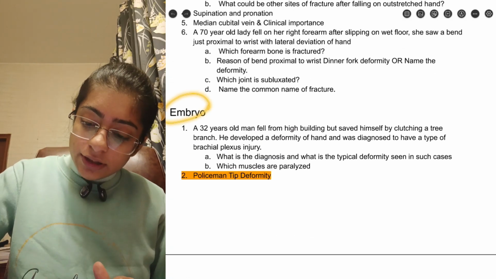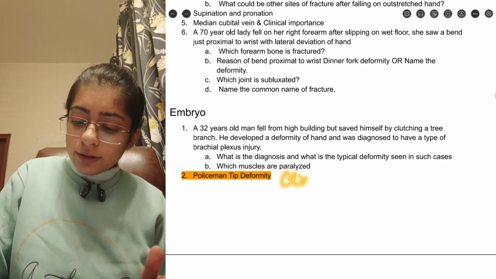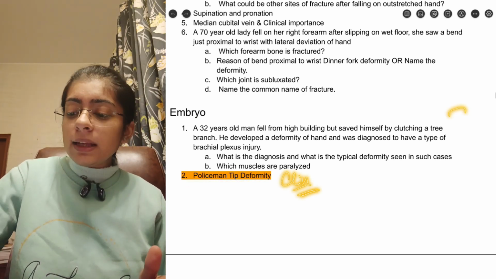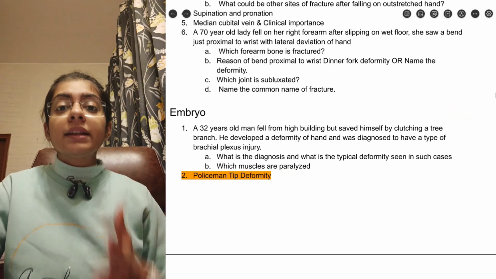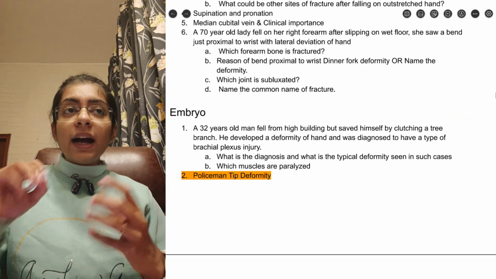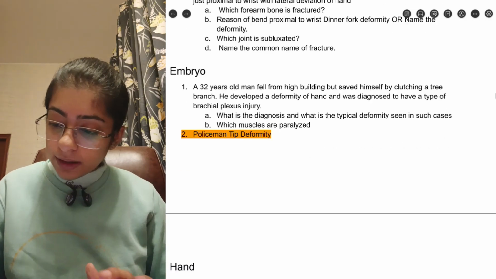Next is embryology of the upper limb. So policeman tip deformity is basically not embryological, it is clinical. I mean, explain why questions can be based on your clinical, right? Why does this deformity take place? What nerve is responsible? These type of things.